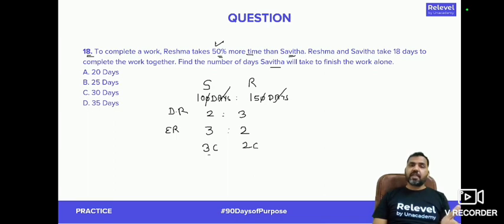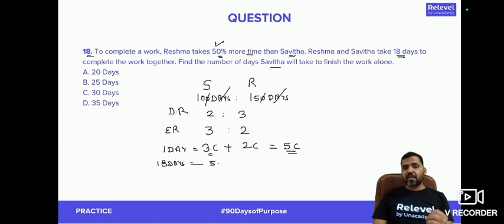If Savita is doing 3 paintings, Reshma would be doing 2 paintings by that time. So both of them together will be eating 5 chocolates. It says that both of them are taking 18 days to do the work. Tell me, in one day, both Savita and Reshma are eating five chocolates. So in 18 days, both of them will be eating how many chocolates? 5 into 18, that means 90 chocolates.